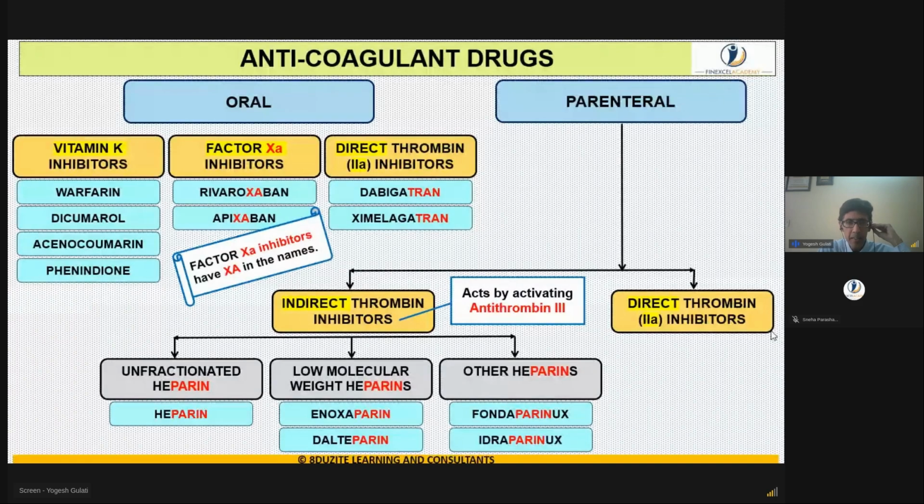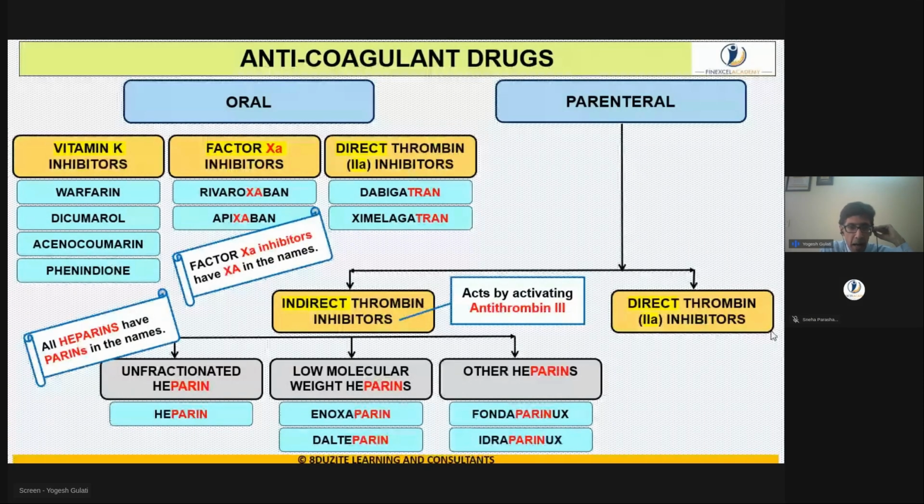So you observe some trend. It is very interesting. Just have a look. Whenever you get PARIN in the name of the drugs, I have highlighted in red: heparin, enoxaparin, fondaparinux, parin. They are all heparins. No confusion. If you have PARIN, they automatically become heparins. And heparins are obviously not given orally. They are parenteral drugs and they are indirect thrombin inhibitors.